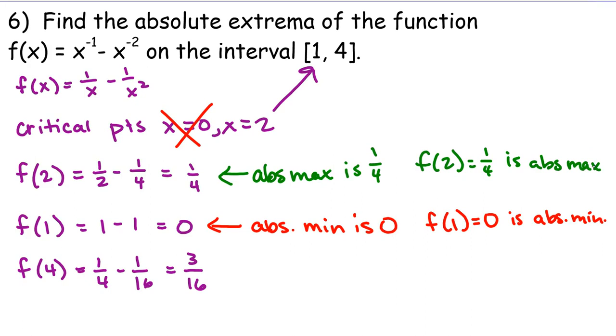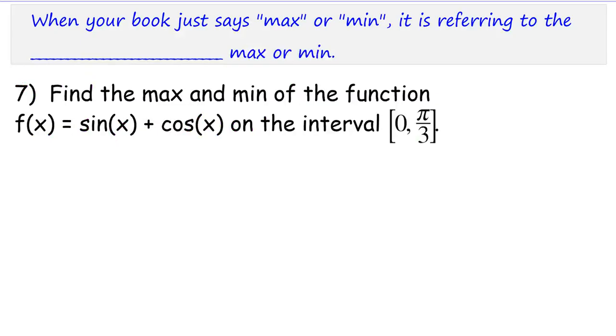I don't know why, but a lot of students forget about this process, so do something in your notes to make it stand out. Highlight it or something, because it comes up again, and when it comes up again, a lot of students are like, I have no idea what this is talking about, but there's a very simple step-by-step process to follow. Okay, let's do one last example. And by the way, when your book says find the max or find the min, it's referring to the absolute max or min.